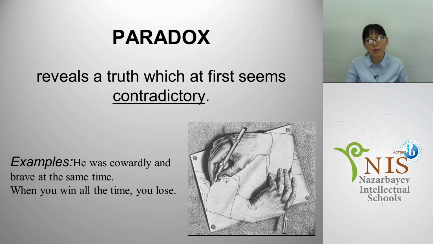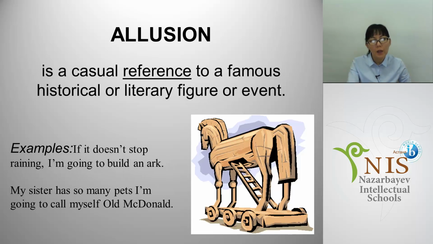So again, a paradox. How can you win when you lose? But at the same time, you can really find the answer: each time you get knowledge of yourself and you win, for example, over your cowardice or become more brave. So here is the paradox, but not all authors like to use this. In most cases, like real literary works from the 19th century, the authors of this period like to use this stylistic device. Allusion, it's a casual reference to a famous historical or literary figure or event.